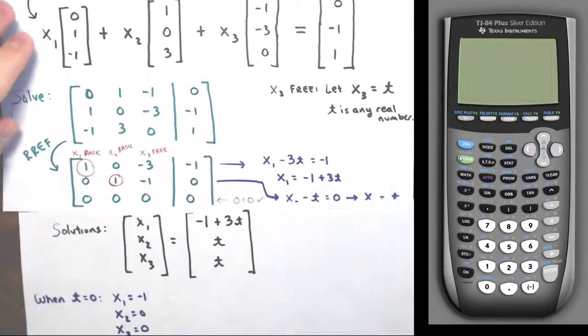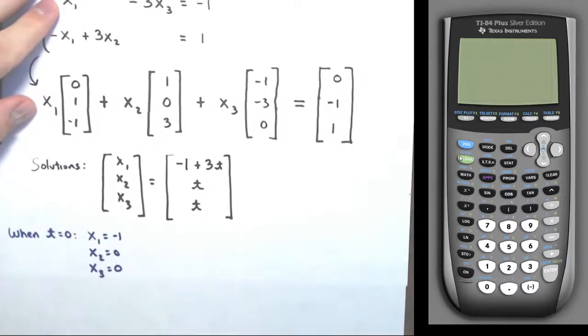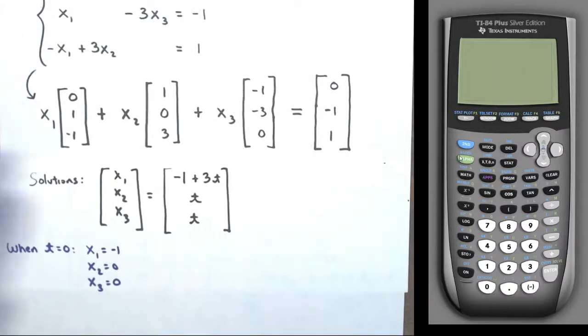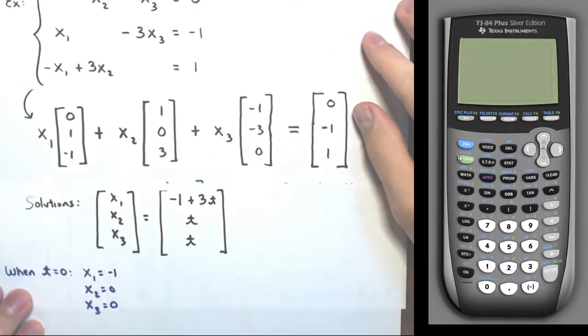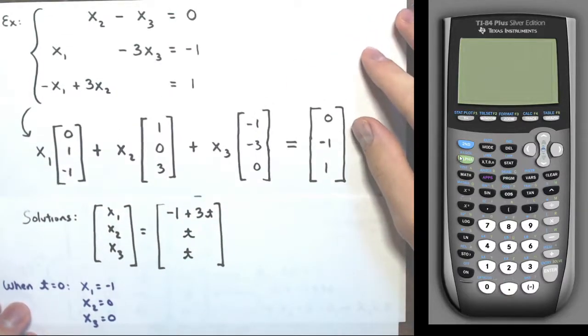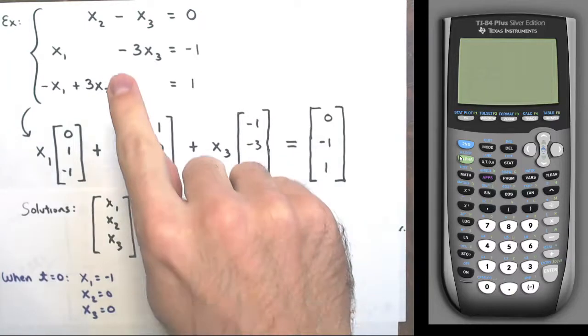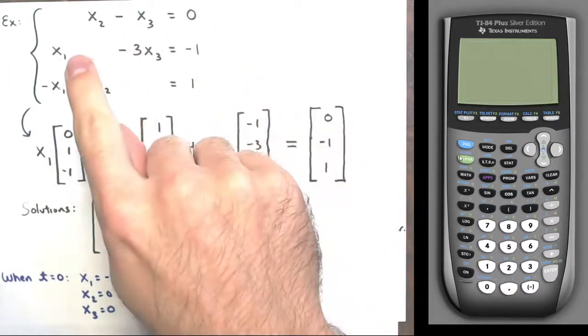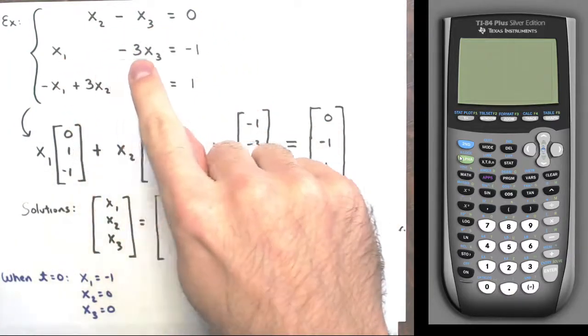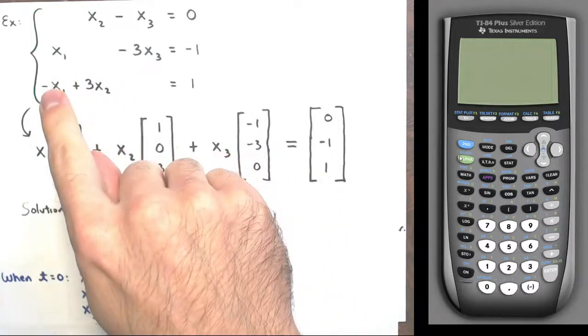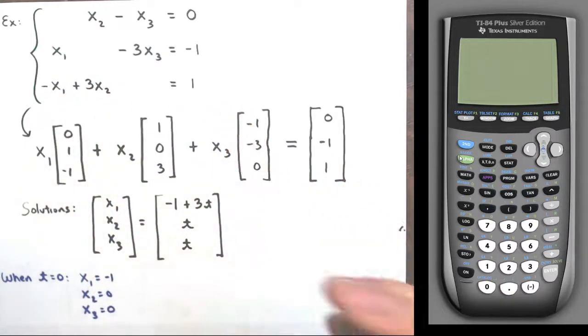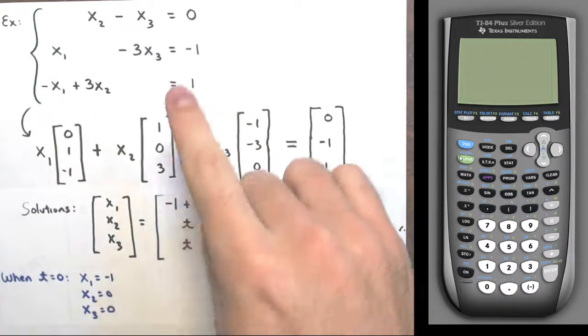All right, and then back to our linear combination statement here. And then double check, would this be true back in the original system? 0 minus 0 is 0. Negative 1 minus 0 is negative 1. And 1 plus 0 is 1. It works, right? This is a good solution.